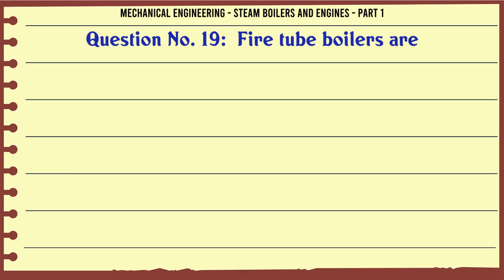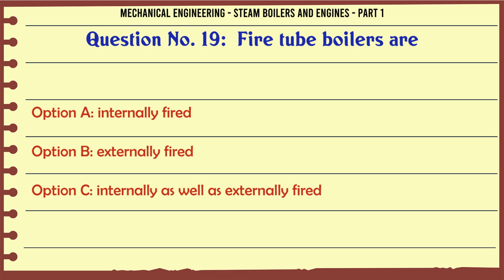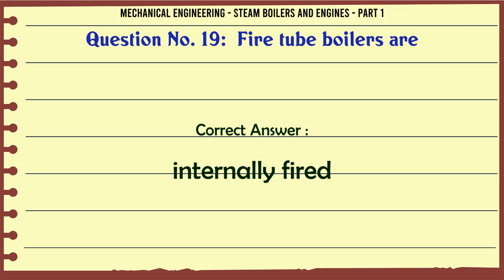Fire tube boilers are: A. internally fired. B. externally fired. C. internally as well as externally fired. D. none of these. The correct answer is internally fired.